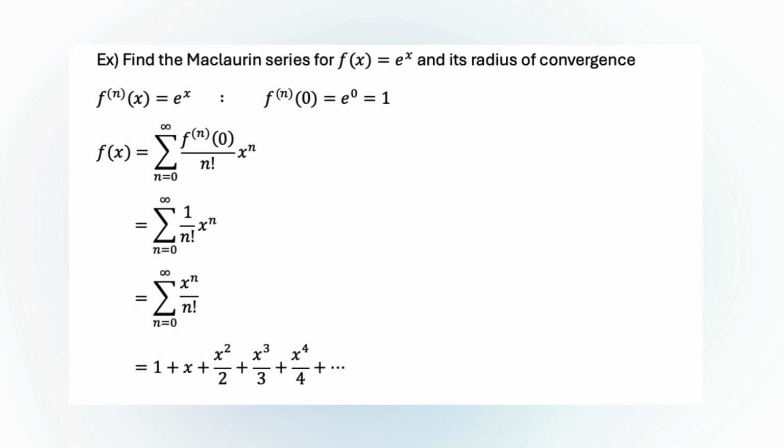So f of x equals the sum from n equals 0 to infinity of 1 over n factorial times x to the n. That simplifies to the sum from n equals 0 to infinity of x to the n over n factorial. And if we write out the first few terms of the series, we get this.